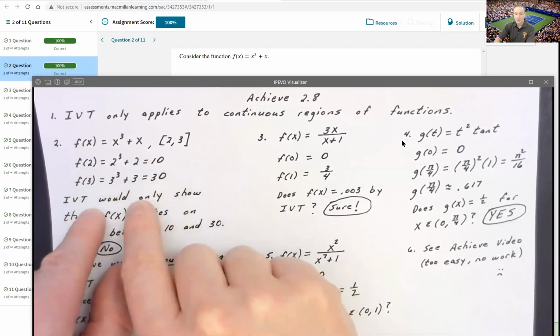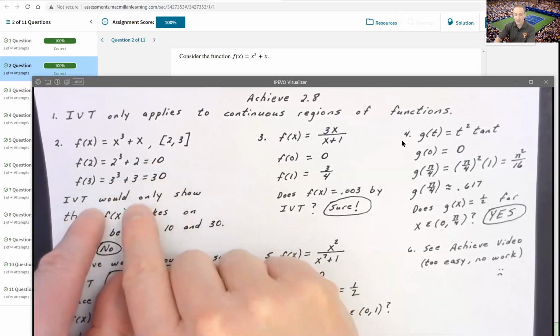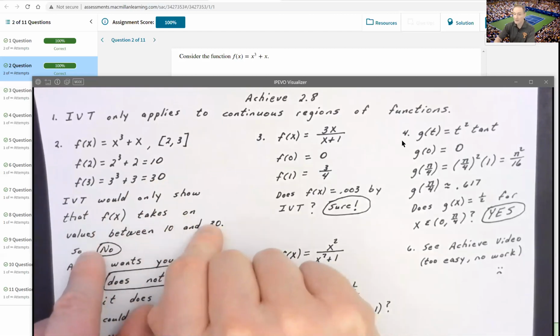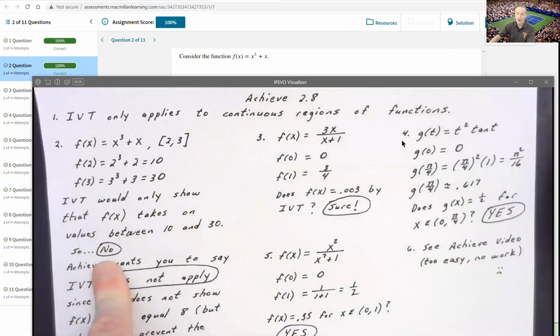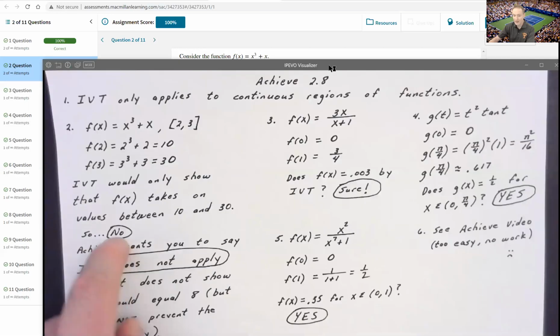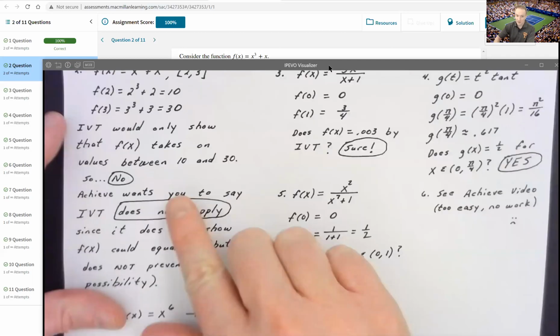Okay, so I would just say the intermediate value theorem would only show that f of x takes on values between 10 and 30. It doesn't guarantee any other y values. So I put no initially, and you'll see it took me 2 attempts to work this problem because initially I chose no.